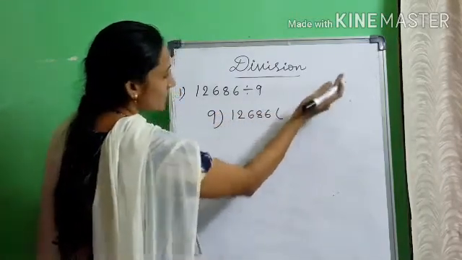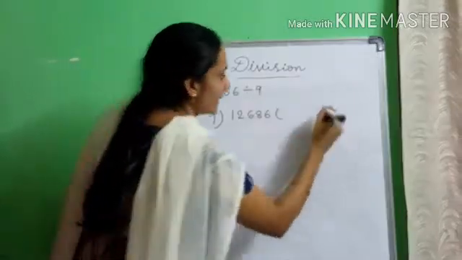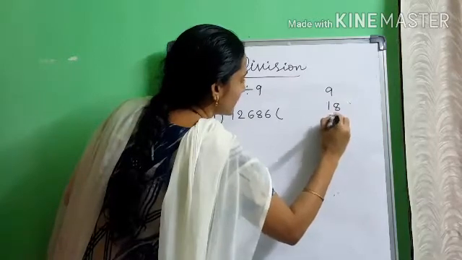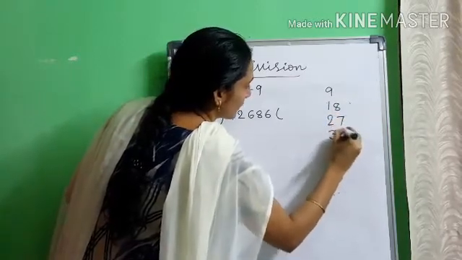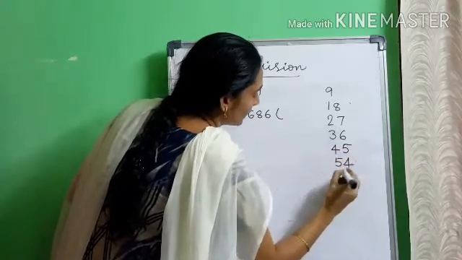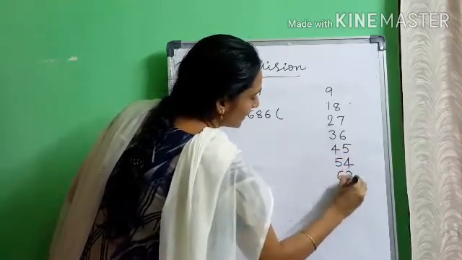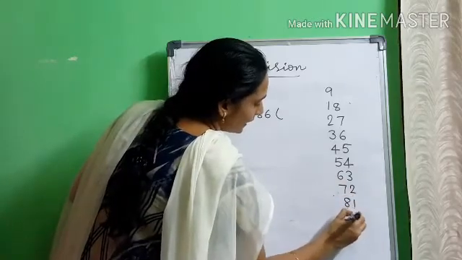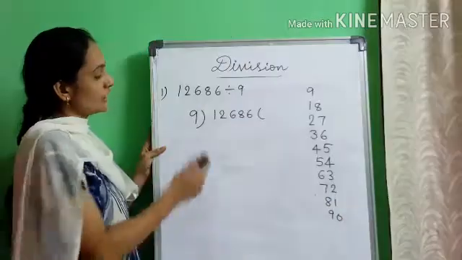12,686. First write the 9 table aside. 9 ones are 9. 9 twos are 18, 9 threes are 27, 9 fours are 36, 9 fives are 45, 9 sixes are 54, 9 sevens are 63, 9 eights are 72, 9 nines are 81, 9 tens are 90. Children, now check.